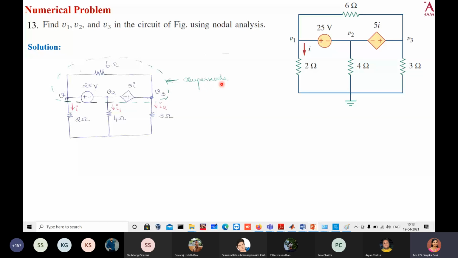So for the case of supernode, if there is a voltage source and any element parallel to that, it can be treated as a single supernode. So we will fix, since there are three nodal voltages, V1, V2, V3. So now we are fixing the currents.